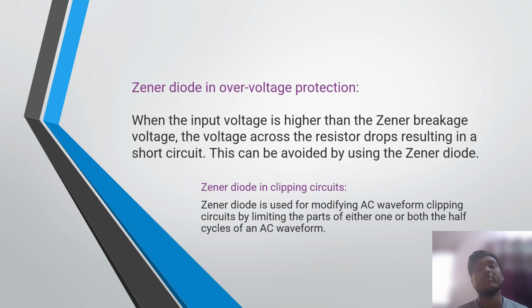Zener diode in over voltage protection. When the input voltage is higher than the zener breakdown voltage, the voltage across the resistor drops. A resulting short circuit current can be avoided by using a zener diode. Zener diode in clipping circuits. A zener diode is used in clipping circuits to modify an AC waveform by limiting part of either one or both half cycles of the AC wave.